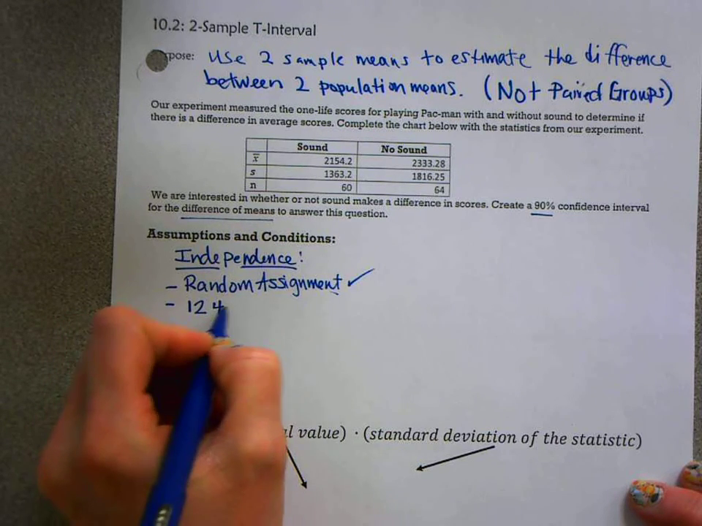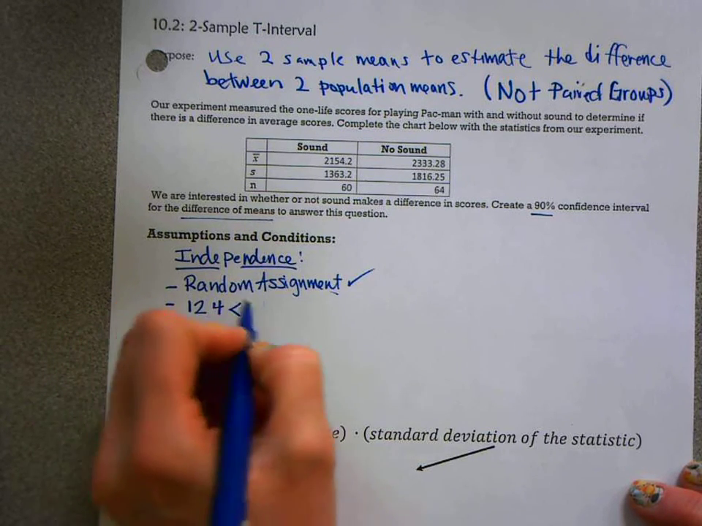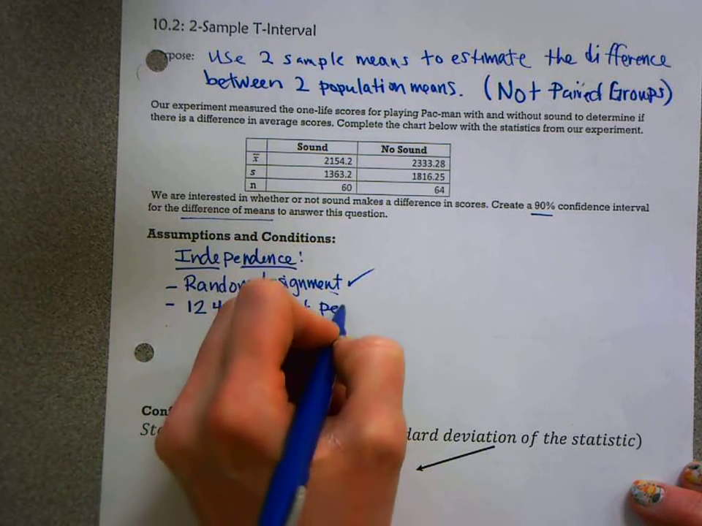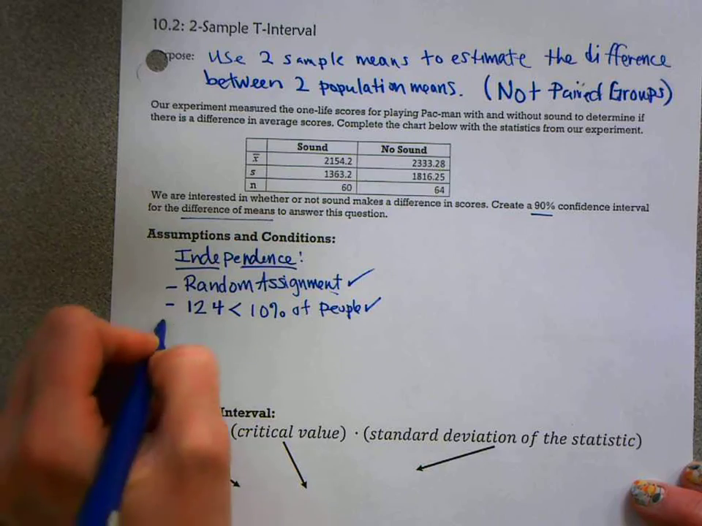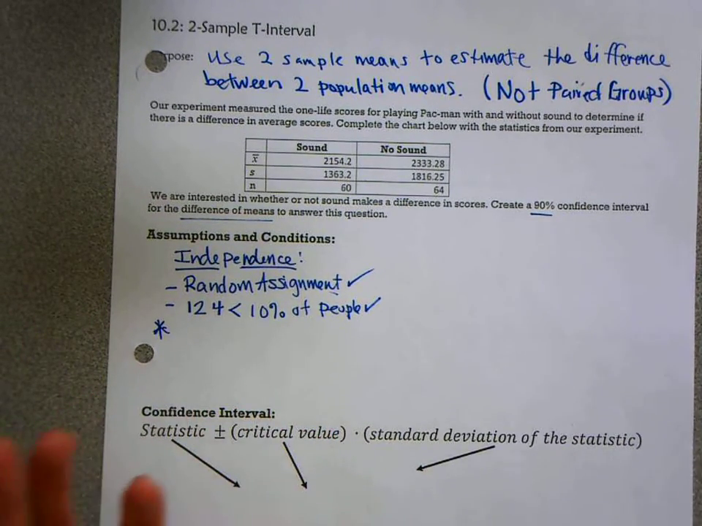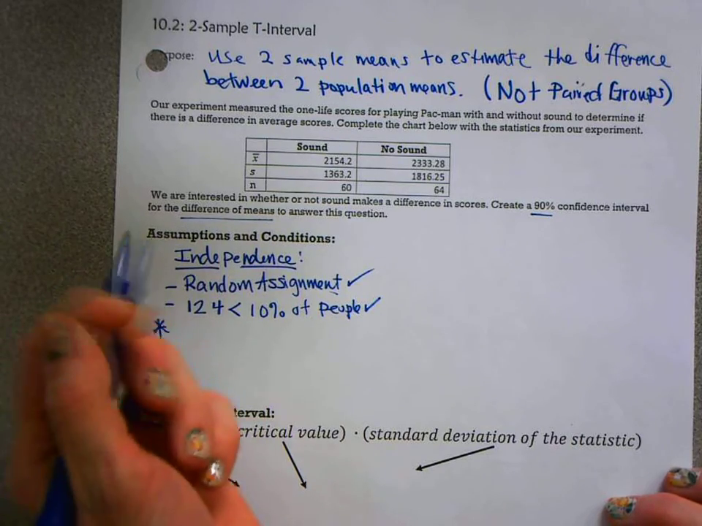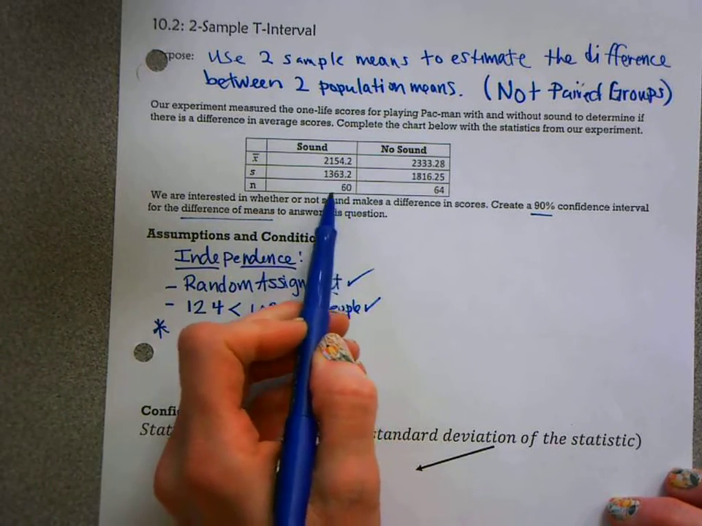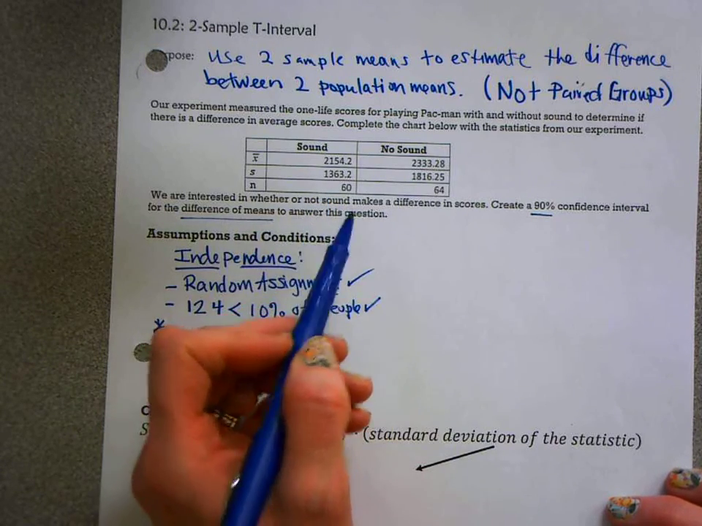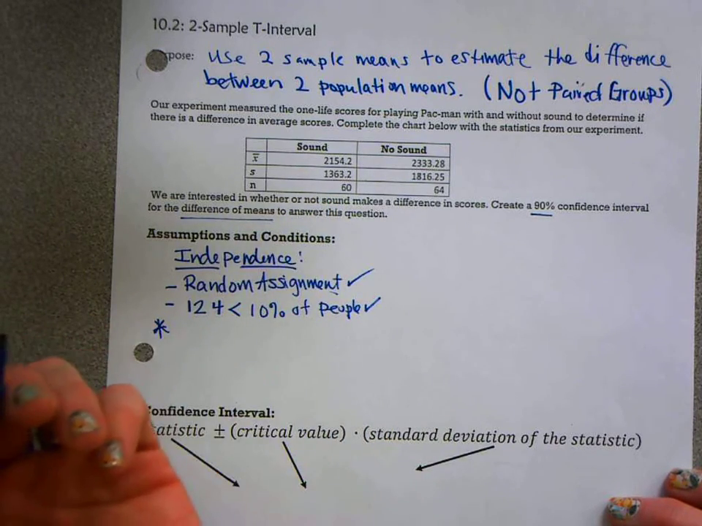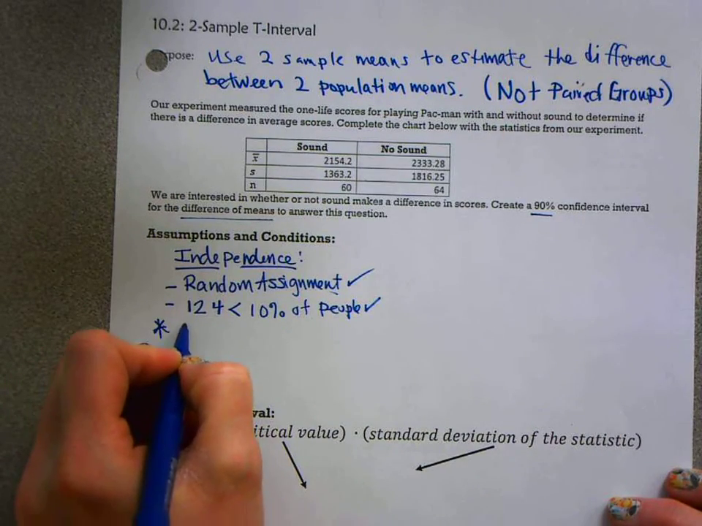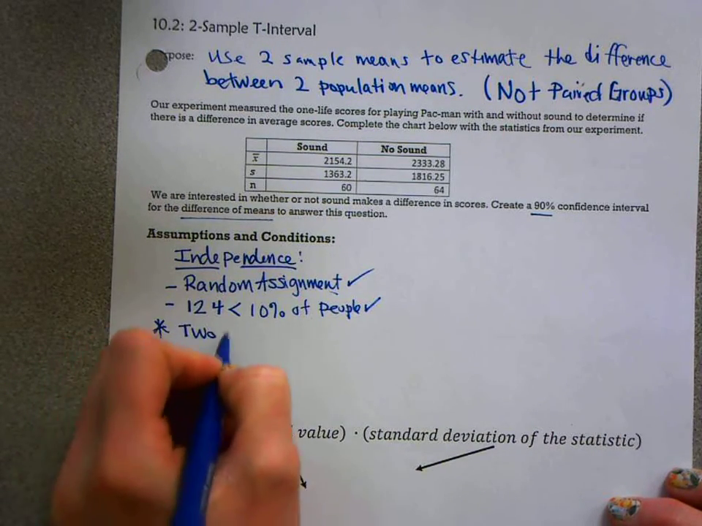So far 124 students have done it. That's less than 10% of people. And then finally, because I didn't pair them up in any way, which I could have done, I didn't do that though. I could have had one person randomly do sound or no sound first and then play again the other way. I chose to do it as a completely randomized design. You were only in either the sound or no sound group. So that means we have two independent groups.